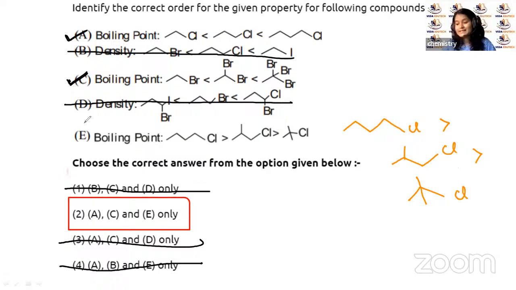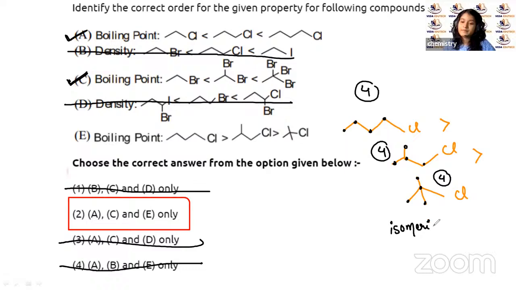Okay, so now let us see, children, what is being talked about in this part. Here we have 1, 2, 3, 4 carbons. Here we have 1, 2, 3, 4 carbons. Here also we have 1, 2, 3, 4 carbons. So we can see that the number of carbons is the same, the number of chlorines is the same. So can we say that here we are talking about isomeric haloalkanes?